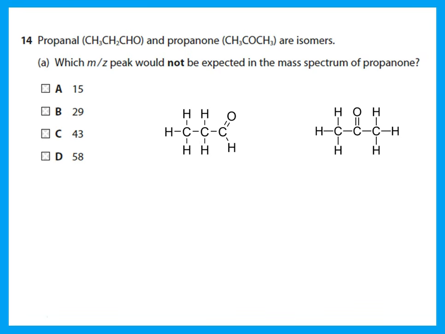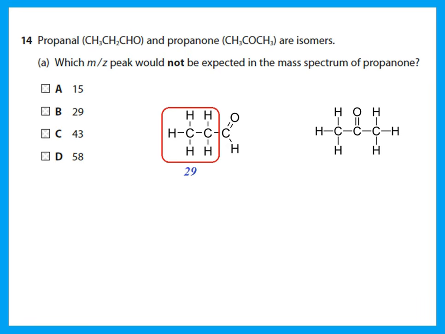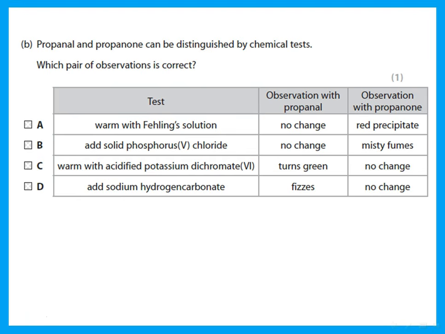Now, choice B says 29. What is 29? 29 is the 2 carbons and 5 hydrogens in there, and that is present only in propanal, not in propanone. So this is actually the peak that you will not find in propanone. The others are common to both of them.